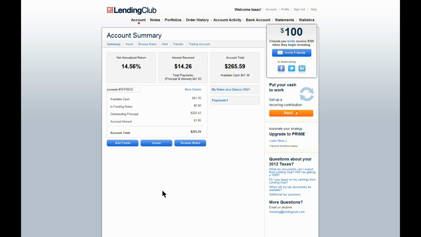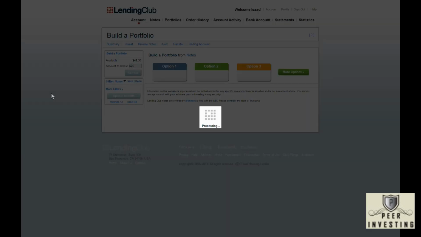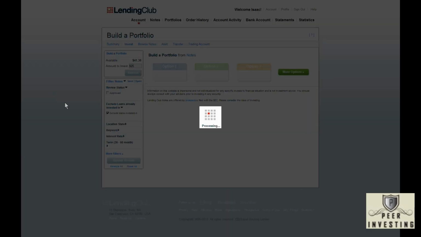So in the previous video, I had mentioned that when you initially open your account and are investing, Lending Club will try to group together a number of different notes based on varying interest rates and grades. And the shortcut to that, if you open your account and don't initially invest, you click on Invest up here, and what it'll do is it'll build.